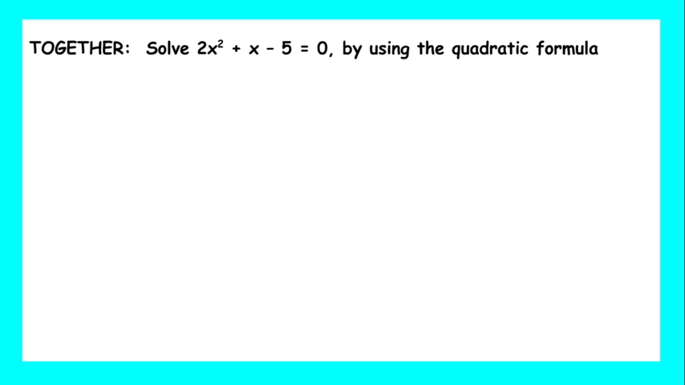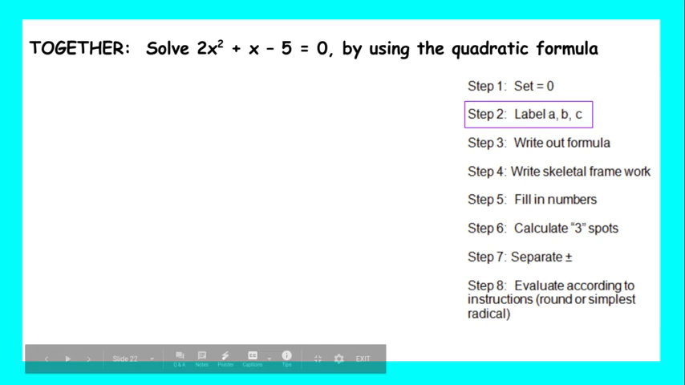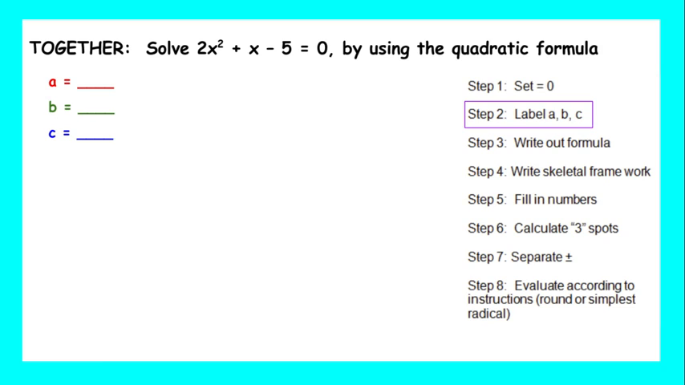So the one that we're going to practice together today is solving 2x squared plus x minus 5 equals 0 using the quadratic formula. So the steps that we have labeled down the paper are: step 1, make sure it's set equal to 0, which it is. Step 2, we need to label our A, B, and C. So what that means is on the side of the paper, you're going to write A equals, B equals, and C equals. So make sure you pause the video to get this down.